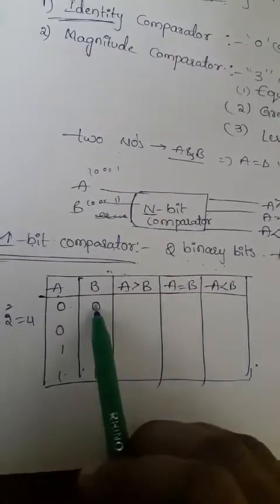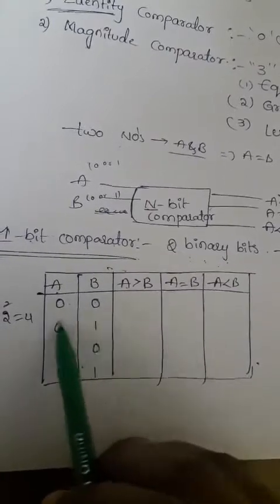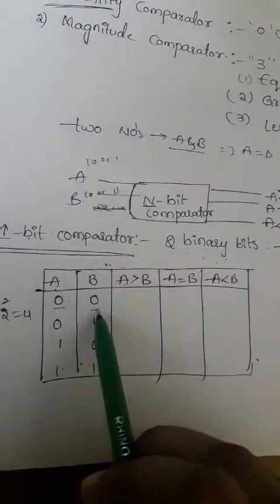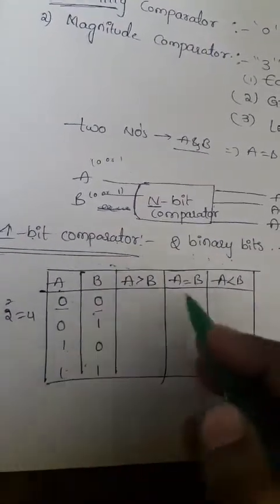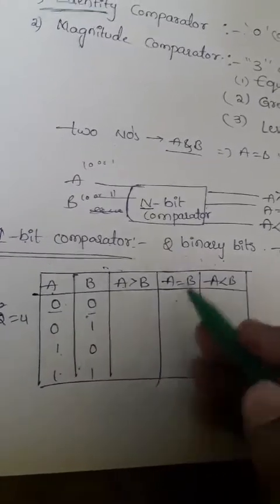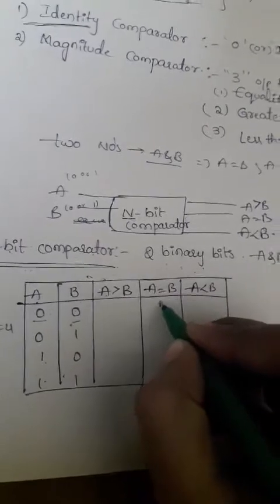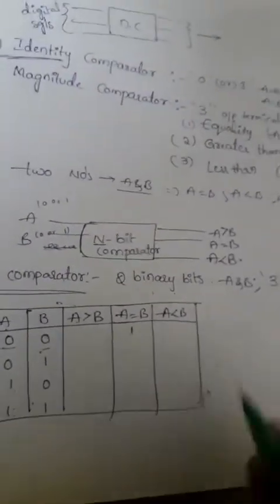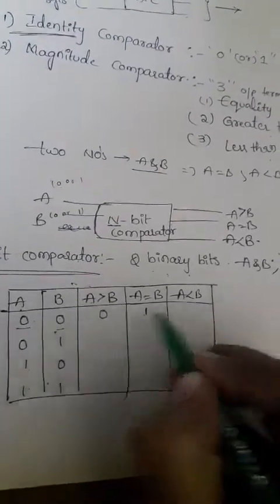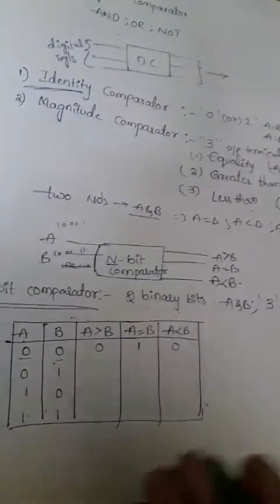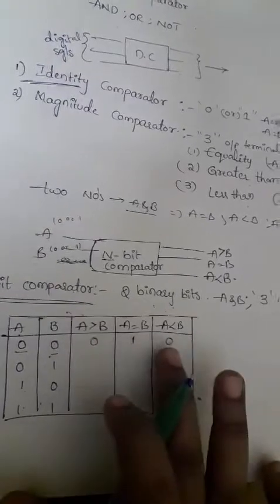While comparing two inputs, say A is 0 and B is 0. Both the values are equal, right? Which condition is satisfied? A equals B equals 0 means the equal condition is satisfied. So that condition's output is equal to 1 in the truth table. What about the remaining conditions? They are false conditions, so you mention them as zeros.